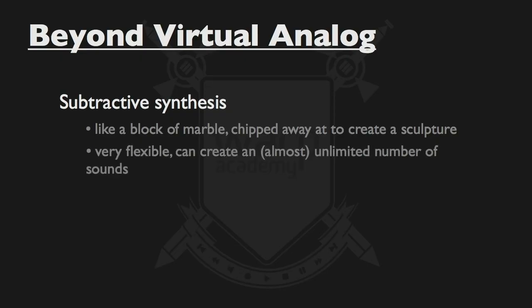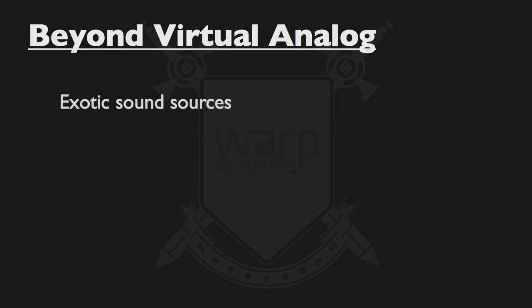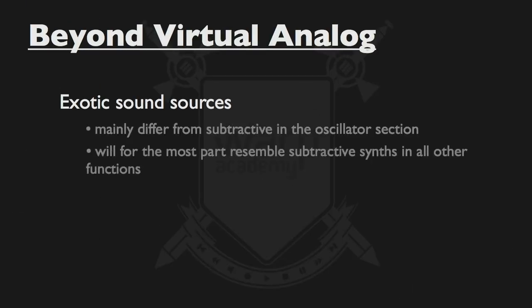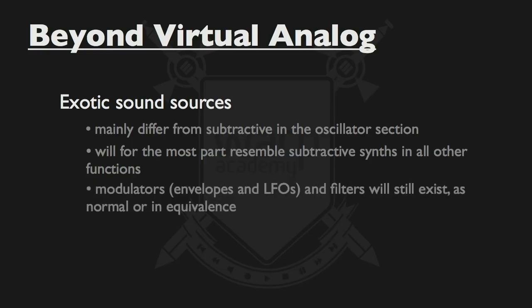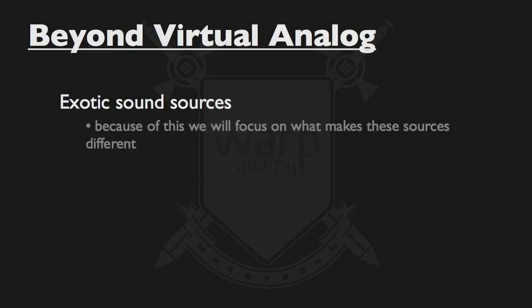There's literally no end to the sounds that you can produce with subtractive synthesizers, but there are some sounds which subtractive synths cannot create, or which may be much easier to create using different means. These different means primarily involve a change in the oscillator section, and in general, most of the exotic sound sources that we'll look at resemble straight-up subtractive synths in almost all other functions. We'll still encounter modulators and filters, or their equivalent, and so in that sense, most of the real estate on the synth will be taken up by already familiar functions. Our explorations, because of this, can focus very pointedly on what makes these sound sources different, and where and when you might want to use them.